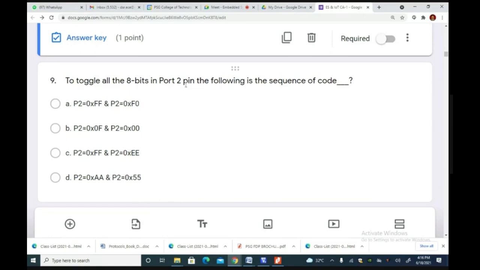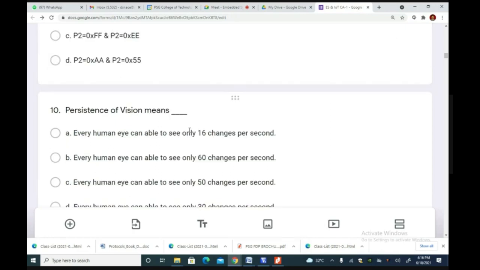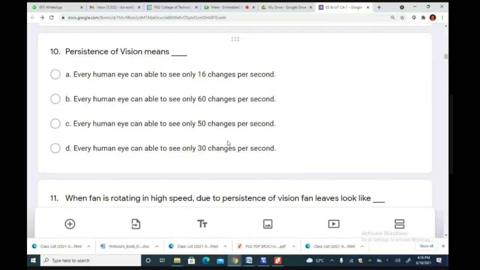So to toggle all the 8 bits in port 2 pin, the following is the sequence of code. P2 equal to AA and P2 equal to 55 will toggle all the 8 pins. Persistence of vision is sufficient, which means every human eye is able to see only 16 changes per second.